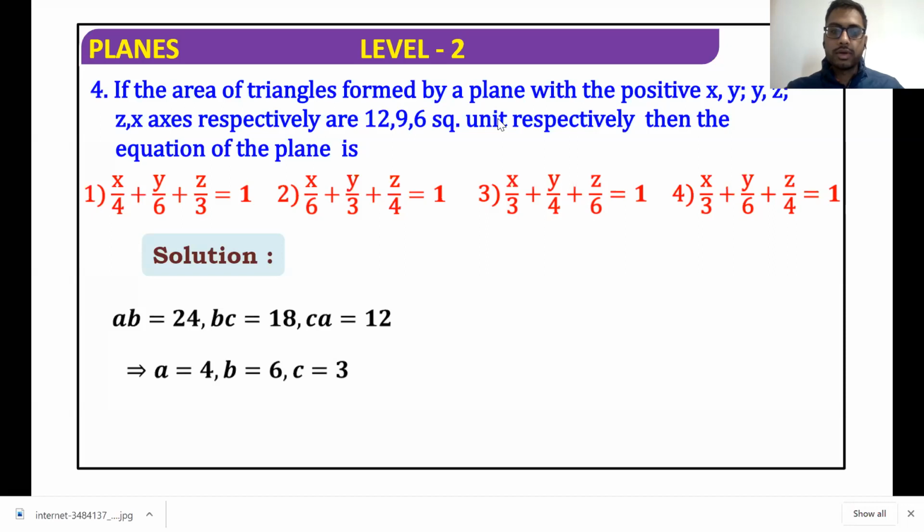What are your A, B, and C values? These are your x-intercepts, y-intercepts, and z-intercepts. So if x-intercept is 4, y-intercept is 6, and z-intercept is 3, then what is equation of plane in intercept format? Equation of plane in intercept format is x by a plus y by b plus z by c is equal to 1. So equation would be x by 4 plus y by 6 plus z by 3 is equal to 1.